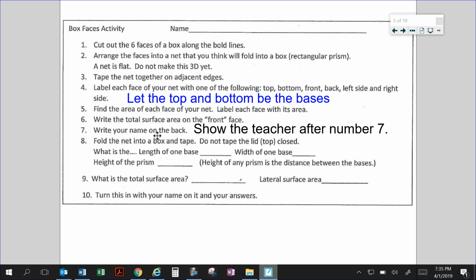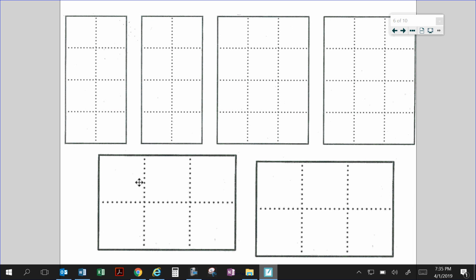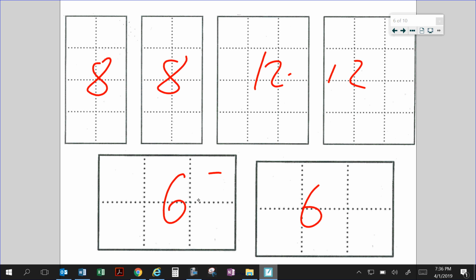So you're going to write the total surface area on the front face. Total means, what's the total area? So this is 8 and 8, as they are the same. These two look congruent. This is 12 and 12. These two look congruent, so 6 and 6. So for the total surface area, 8 plus 12 is 20, and 20 plus 20 is 40. 6 plus 6 is 12. So the total surface area is 52 square units.